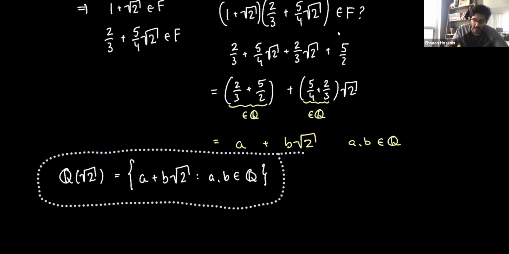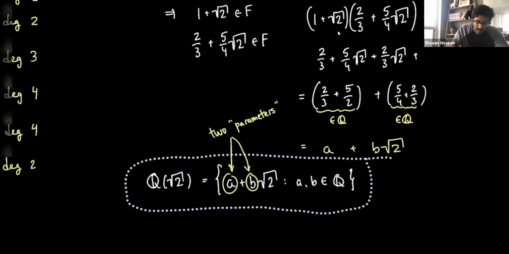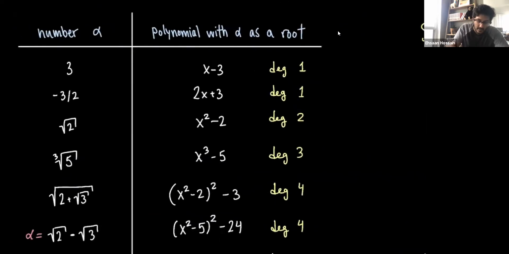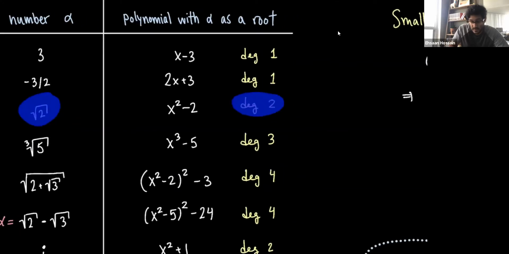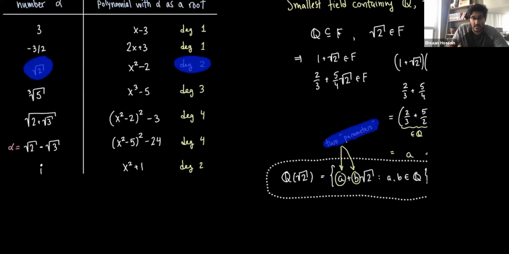And you'll notice something here. To define an element of this set, I need two parameters, A and B. Let's say parameters in quotes, for lack of a better word, or two variables. Root 2, degree 2, 2 parameters. Another pattern.